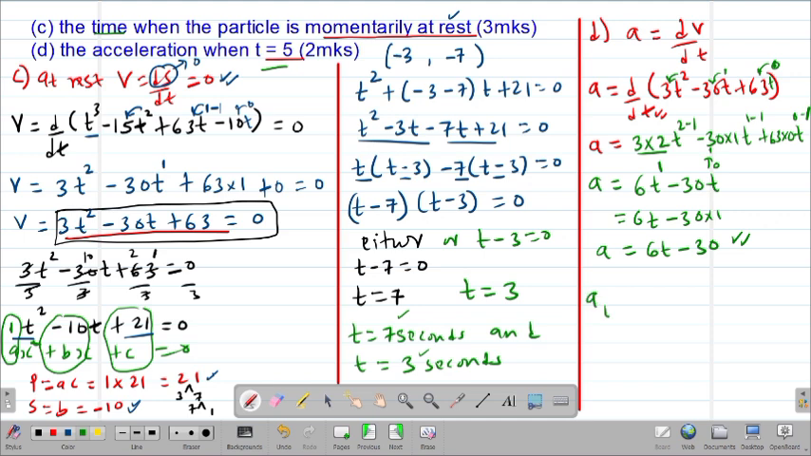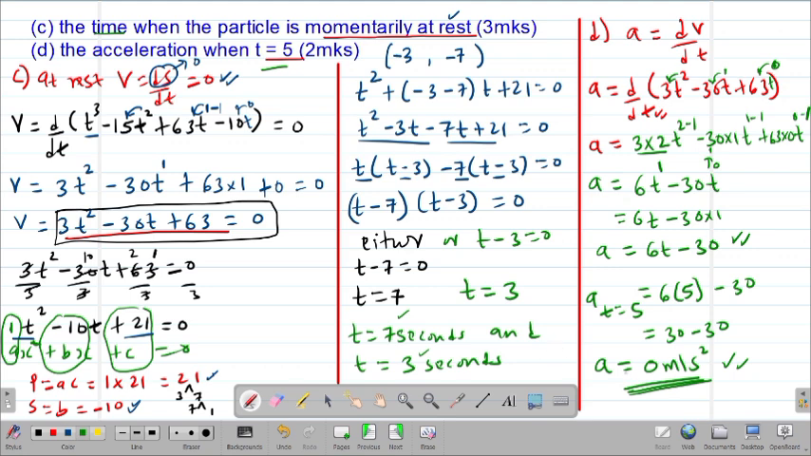So a, when t is equals to 5, will be equal to 6 into 5, then of course minus 30. So 6 by 5, that is 30, minus 30. So it means that a will be equal to 0 meters per second squared. Therefore, it means that the acceleration of the particle when t is 5 is 0 meters per second squared.